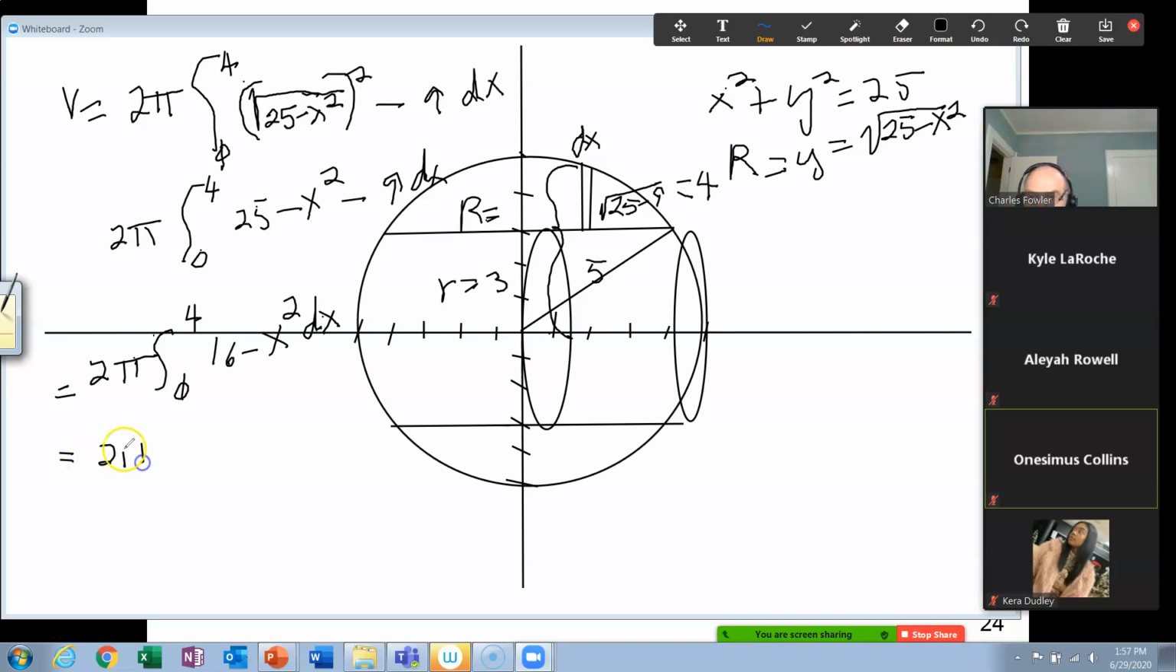2 pi times antiderivative of 16, 16x minus x squared. Antiderivative of that is x cubed over 3. We're evaluating that from 0 to 4.